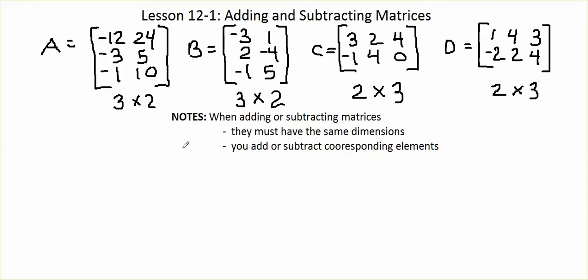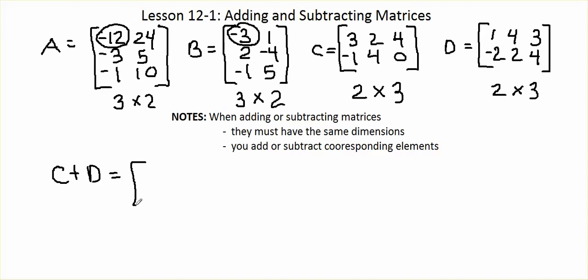When you do add matrices of the same size, you add or subtract their corresponding elements. So for instance, if we were going to add matrix A and B, we would add element -12 to -3. Next, we would add 24 to 1. So let's go ahead and do an example. Let's start off with adding 2 matrices. We'll add C plus D.